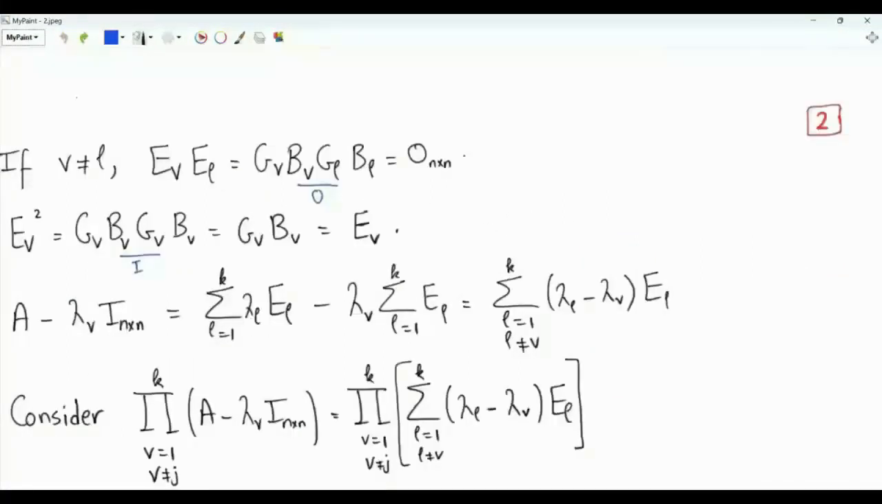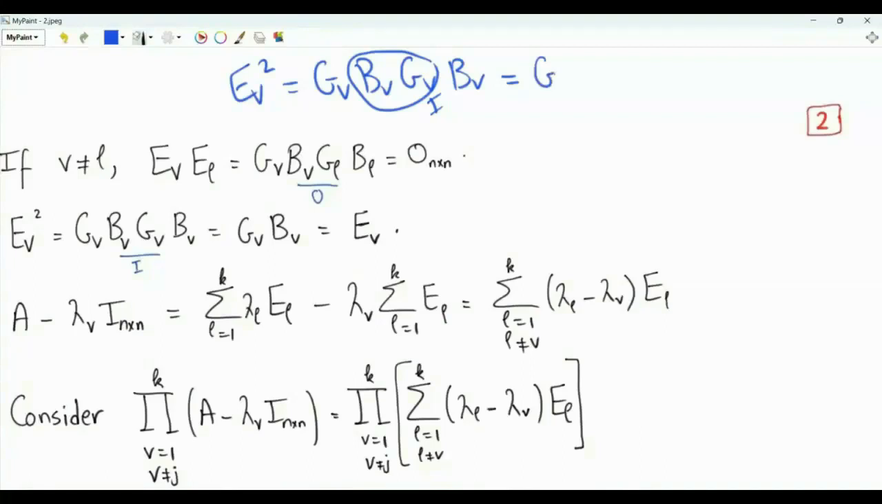Now let's proceed to deduce some of the properties of the E matrices. Suppose that we study EV squared, EV times itself. Now EV is equal to GV BV and then GV BV. On the previous page, we have discovered that if we take a B matrix times the respective G matrix, then we get identity. So this is identity, and we have GV BV. And GV BV by definition is the matrix EV. The conclusion is that EV squared is equal to EV. EV is an idempotent matrix whose square is equal to itself. This means that EV is a projector. It is a projection matrix.